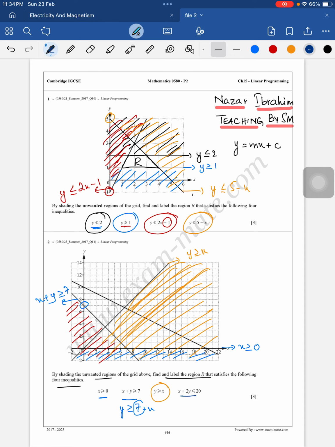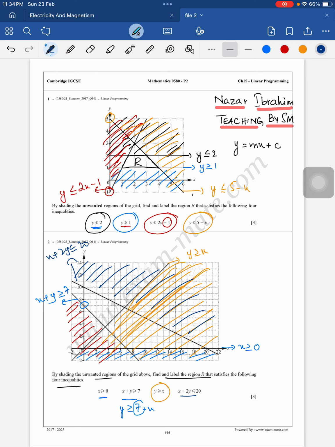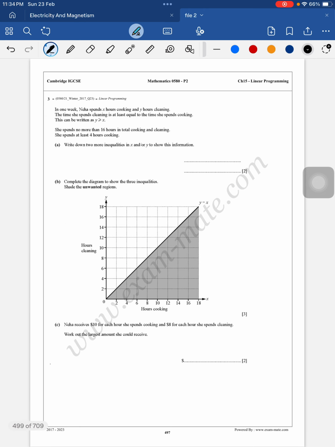So this is the remaining equation, x plus 2y less than or equal to 20. The lesser part is this, and this is the greater than part. So I'll be shading the greater than part over here. The region left unshaded is this region only, right? I hope that's clear. Okay, moving towards question number 3.